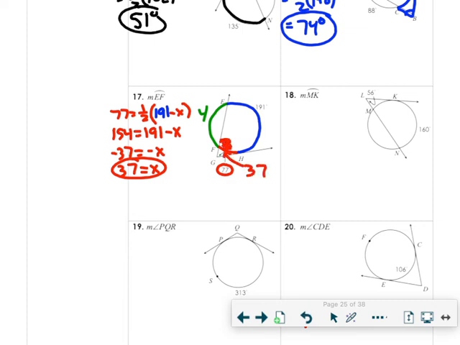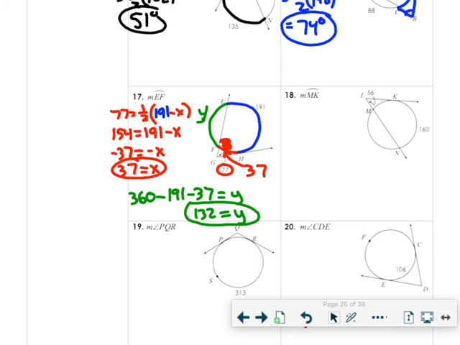Okay, so to get Y, now I'm going to try to get Y. So 360 minus 191 minus 37, that's going to give me Y. Okay, so Y is going to have to be 132. Okay, just a couple of them left.